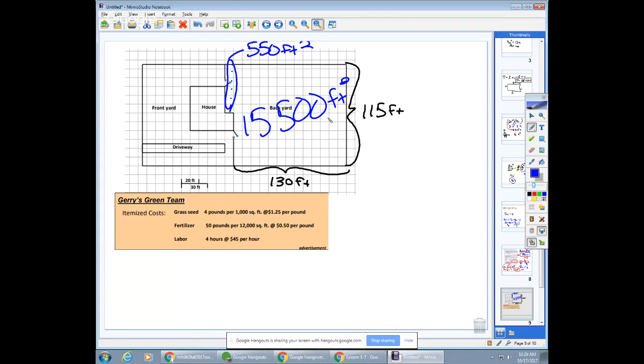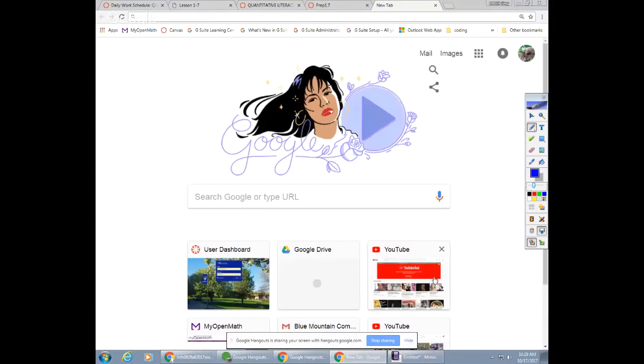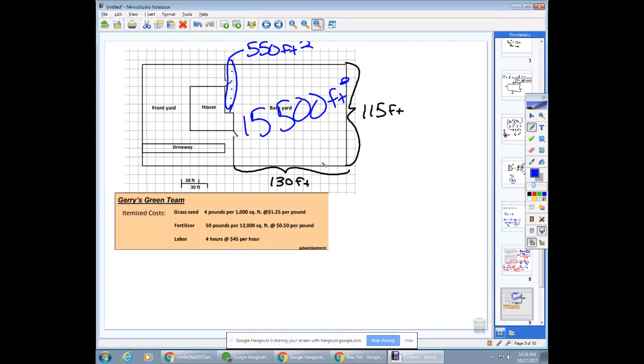This is the whole area of the backyard? Okay, so why is it 550 feet, not 50 feet? Good question. Why is this bump out here 550? That will pop out. Each square here is 10 by 10.